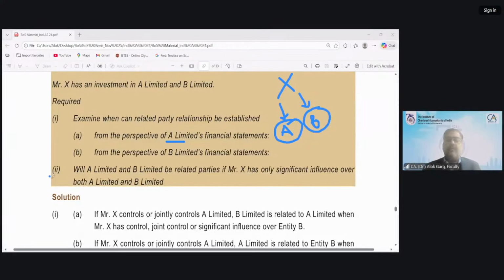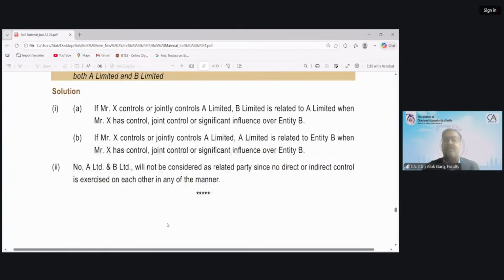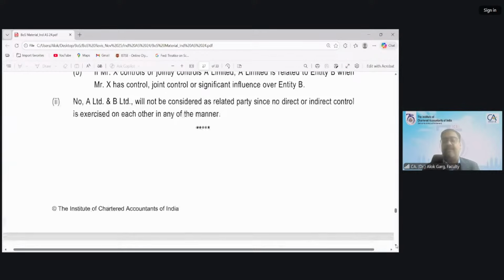Second, will A Limited and B Limited be related parties if Mr. X has only significant influence over both A Limited and B Limited? So Mr. X has only significant influence over both entities. No, sir, we just discussed. No. So if A and B are associates of X, then A and B are not related parties. A and B Limited are not considered related parties since no direct or indirect control is exercised in any manner, right? Clear?